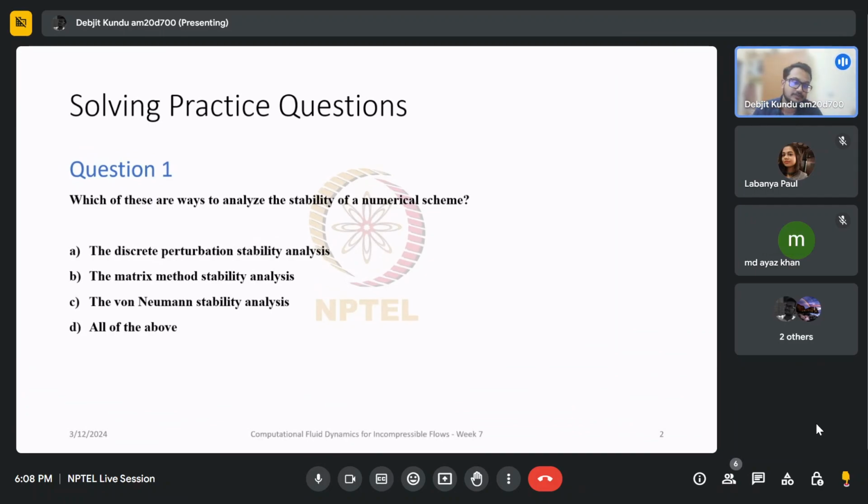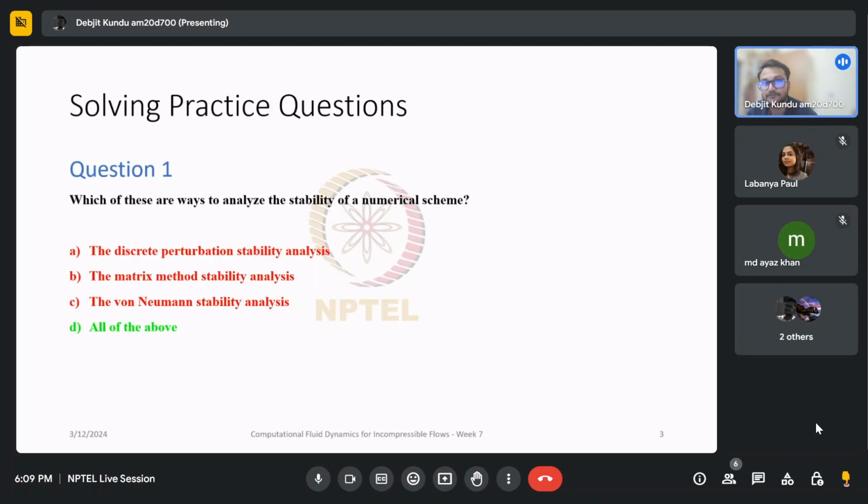You can either type the answer in the chat box or you can unmute and answer as well. If you have any questions, you can ask that as well. No need to hesitate. So we'll go back to question number one, which is asking us which of these are ways to analyze the stability of a numerical scheme: the discrete perturbation stability analysis, the matrix method stability analysis, the von Neumann stability analysis, or is it option D, all of the above? So we have a few responses in favor of option D and a few in favor of option C, the von Neumann stability analysis. Let's have a look at the solution.